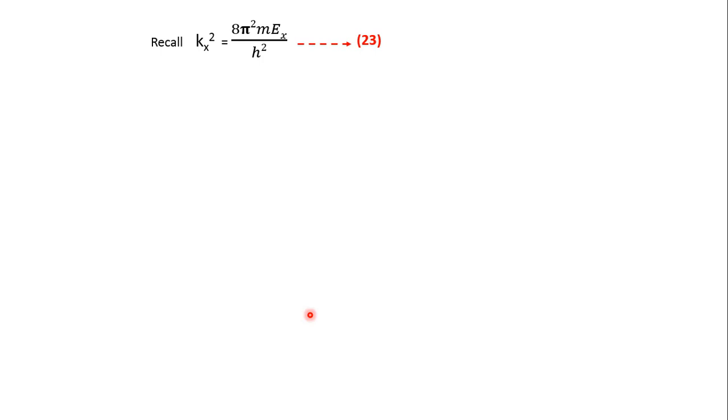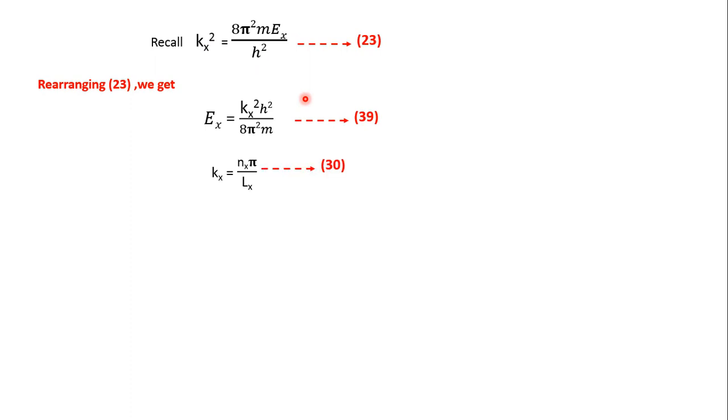Now recall that k square is equal to 8 pi square m E by h square. Rearranging this equation, we get E is equal to k square h square by 8 pi square m. kx is equal to nx pi by Lx, that is kx Lx is equal to nx pi, and so kx will be equal to nx pi by Lx. Substituting equation 30 in 39, we will get Ex is equal to nx square h square by 8m Lx square.